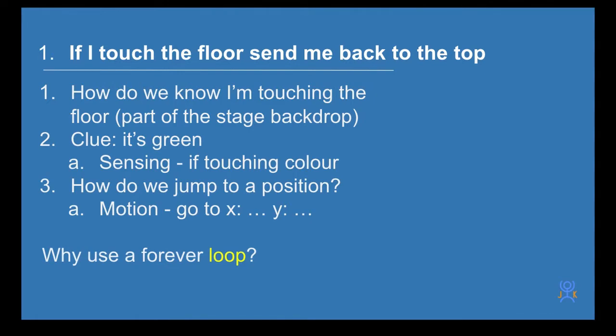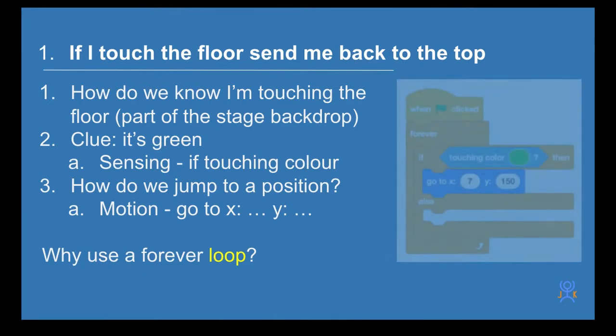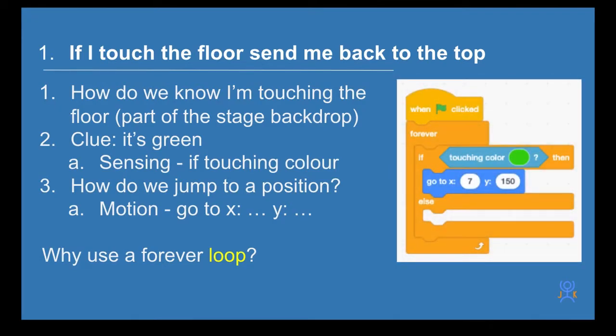And why do we use the forever loop? Otherwise it would move once and then just stop. So we want it to happen for the whole of the game. There it is in all its glory. So when the start button's clicked, forever, if I'm touching green, then move me back to the top, and 150 on the y-axis is the top of the screen.